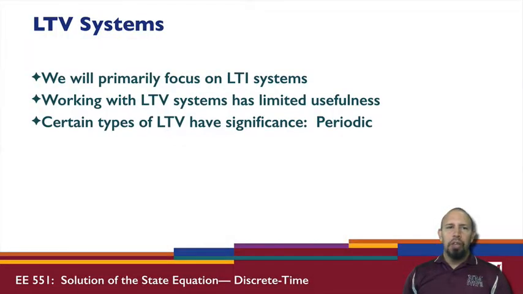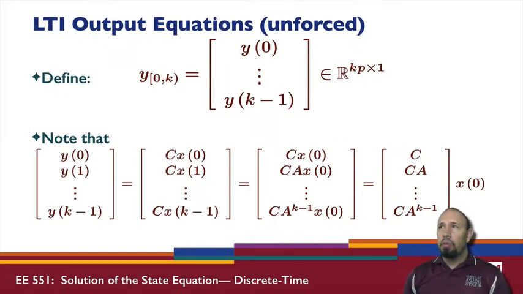In general, we're going to be looking primarily at linear time invariant systems, because working with linear time varying systems has limited usefulness. The only exception is the case when we have periodic linear time varying systems. So up to this point, we've looked only at the state equation. What's going on with the output equation?